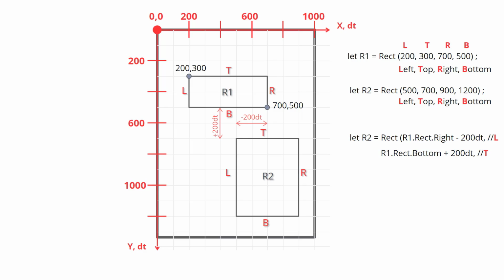By using this approach, you can define the right boundary of R2 as equal to the right boundary of R1 plus 200 dots, and the bottom boundary of R2 as equal to the bottom boundary of R1 plus 700 dots. At this point, you possess the necessary knowledge to efficiently generate rectangles within the extraction rules activity.